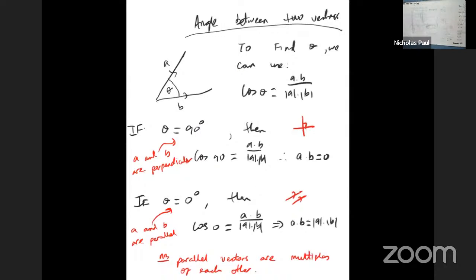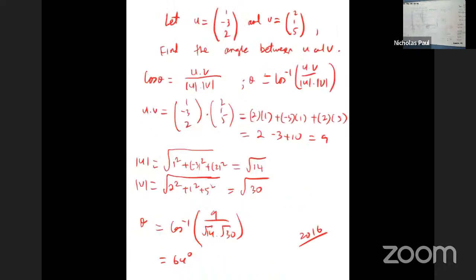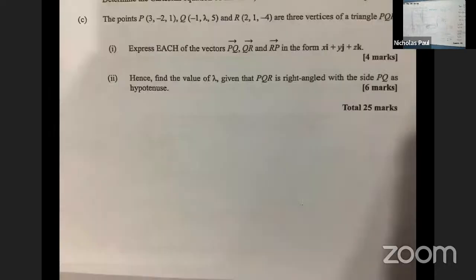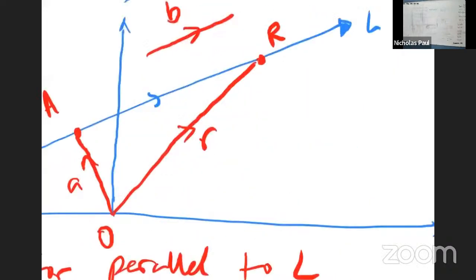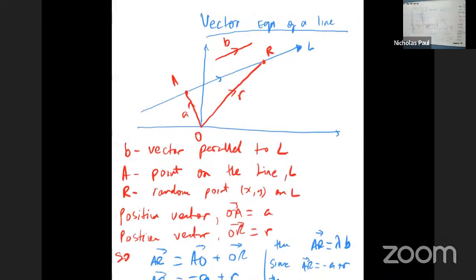Everything here is supposed to be from CSEC, we just add on a 3rd dimension. Now we're going to something new. It's called the vector equation of a line. I just want to show you where all this vector equation of a line came from.